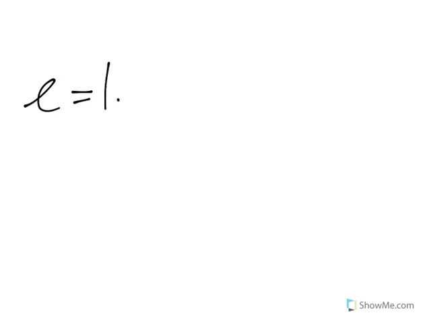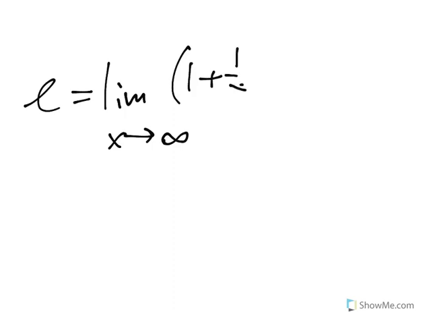We could write it this way. E is the limit as x goes to infinity of (1 plus 1 over x) to the x power. And it's approximately 2.72. E is an important number in math.